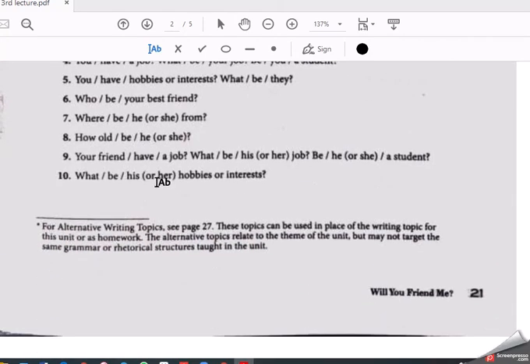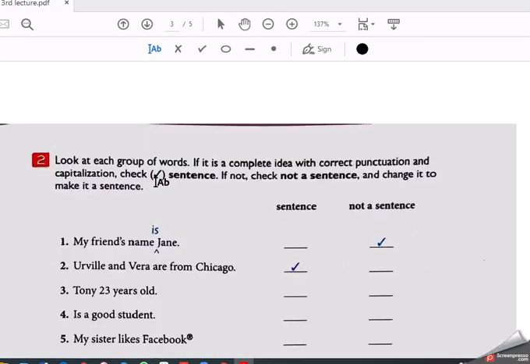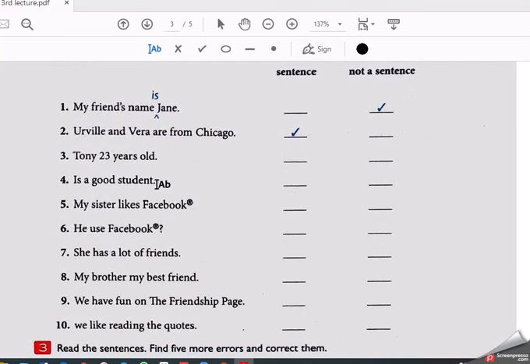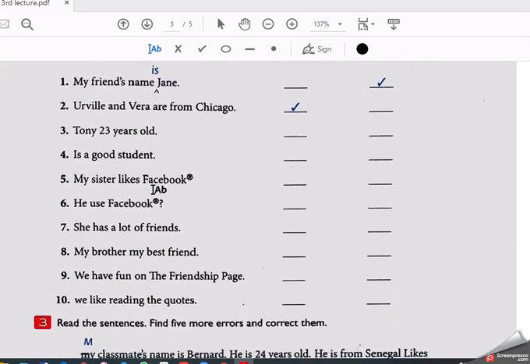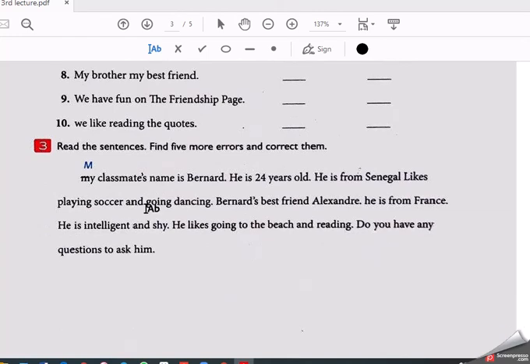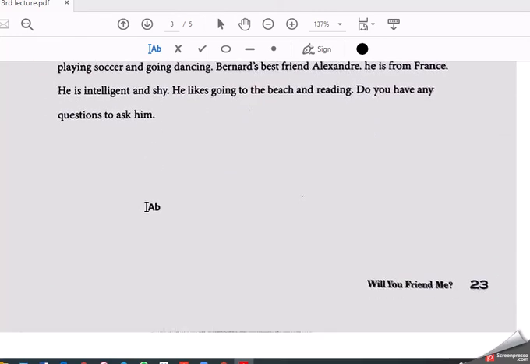Then you ask all the questions and you go to the next page also, you complete this. Now we are going to go on page 22 or 23.